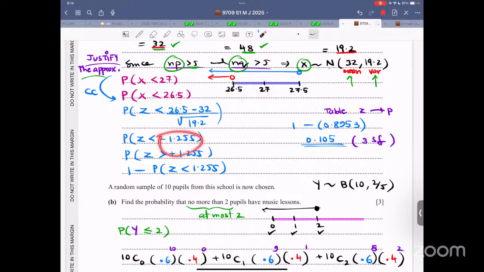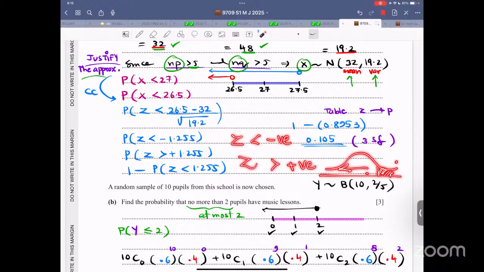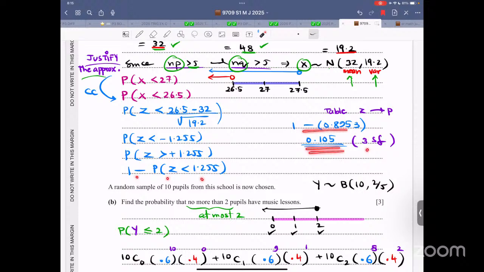Standardize, get the Z value. Z lesser than a negative value is the same thing as Z greater than a positive value. That's a normal distribution curve. You need this thing. Read the probability from this one and subtract. Read the probability from this one and subtract. And that is your answer, correct to 3 significant figures.